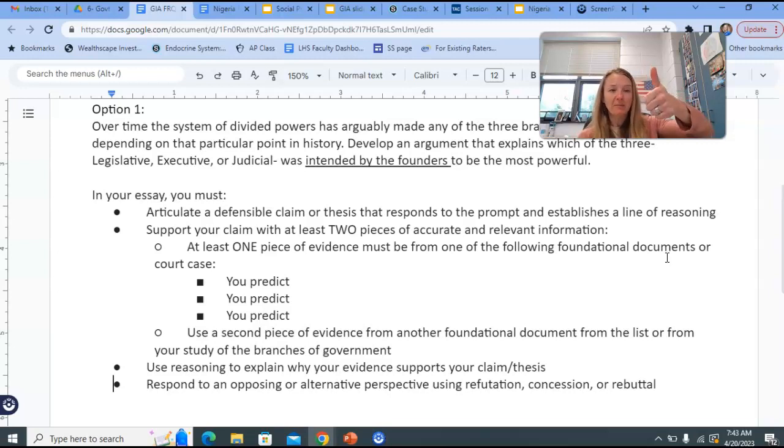Once you have made a claim, used two pieces of evidence, and linked both pieces of evidence back to the claim, that's 5 points. One more point is responding to an opposing or alternate perspective with refutation, concession, or rebuttal. So you have to say another view is this, and that is accurate because, or it could be accurate because, or you can say another view is this, and that is invalid because, okay? So it's a 6-point rubric.